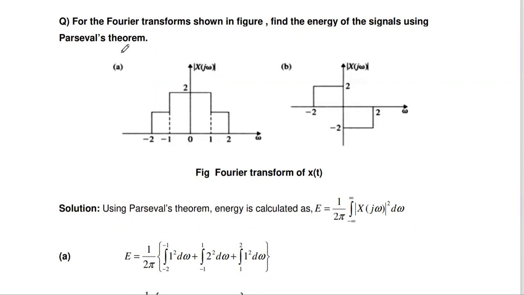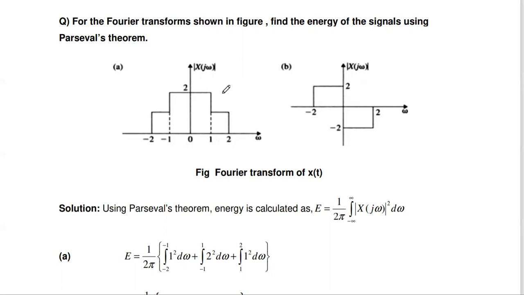So what does Parseval's theorem mean? If we want to find the energy of a continuous time signal, we already have the formula in the time domain. We discussed in the first unit that the energy of any continuous time signal x of t is calculated by E equal to the integration from minus infinity to infinity of |x of t| whole squared dt. The same energy we may calculate for that signal in the Fourier transform domain.